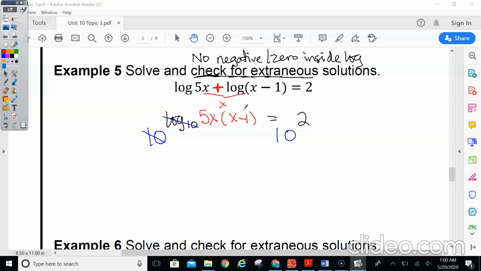I'm going to go ahead and distribute this. And we're left with 5x squared minus 5x equals, this is 10 squared, and 10 squared is 100.